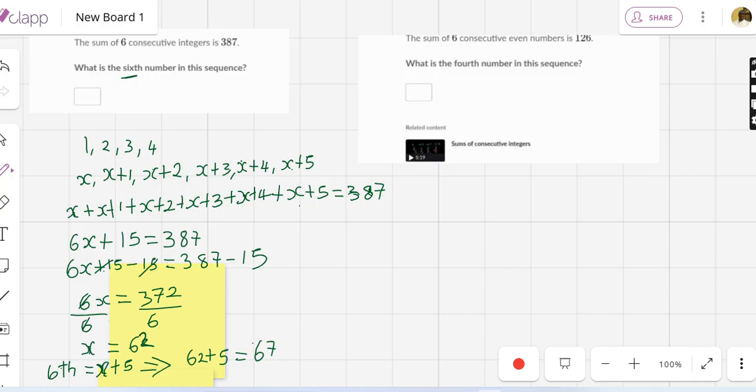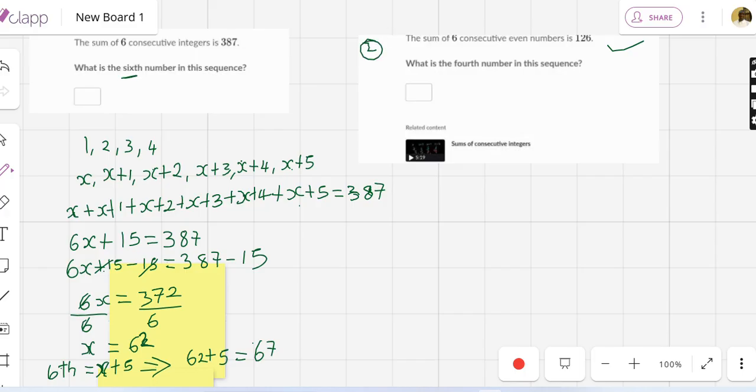Okay, so that's it for consecutive numbers that are not even and not odd. The difference is just a difference in ones. Okay, so now let's go to the next question. This one here, which is question 2. This is the one we want to solve.